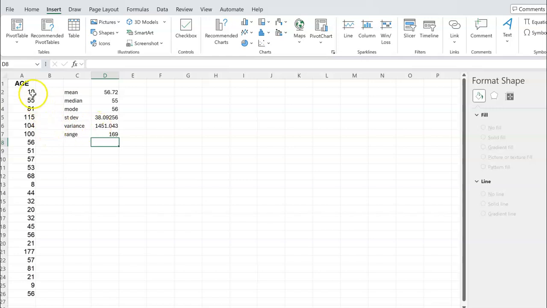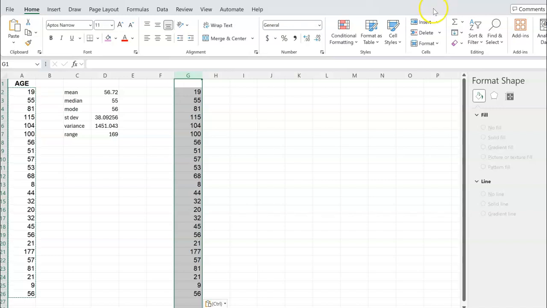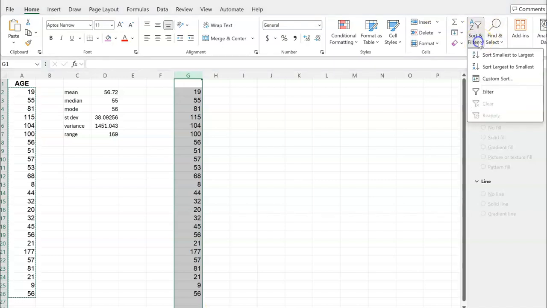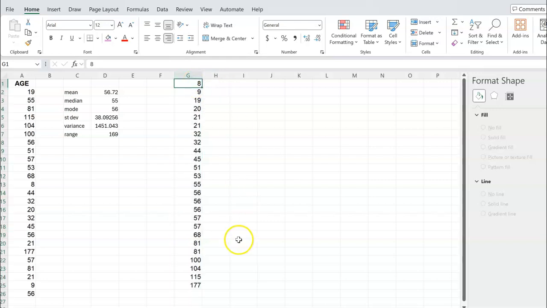Now, it may be easier to take these numbers, copy them over here, and put them in order, so you can see the minimum and maximum and compute it a little bit easier. So to put them in order, I'm going to use sort. I'm going to sort smallest to largest. So you can see my smallest number is 8. My biggest is 177. So if I take 177 and I subtract 8, I'll get 169 there.